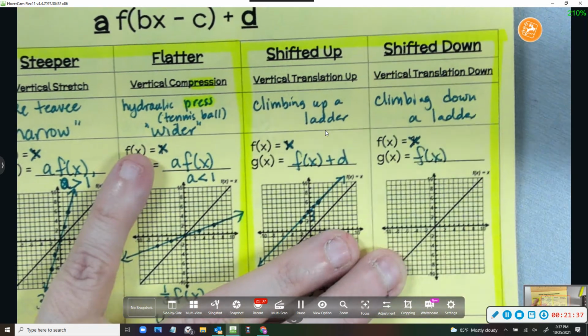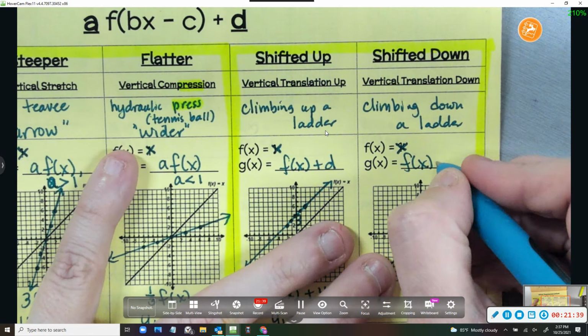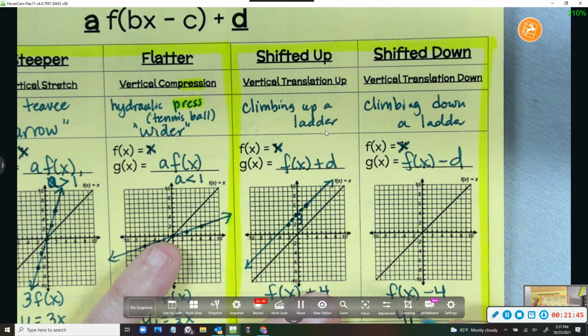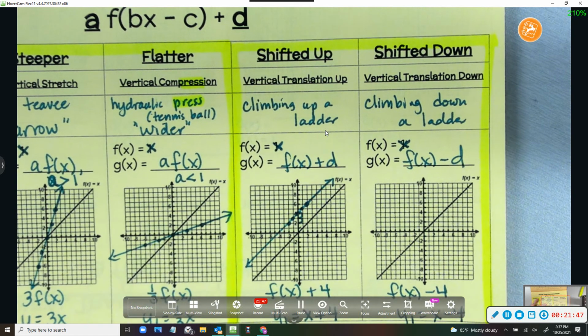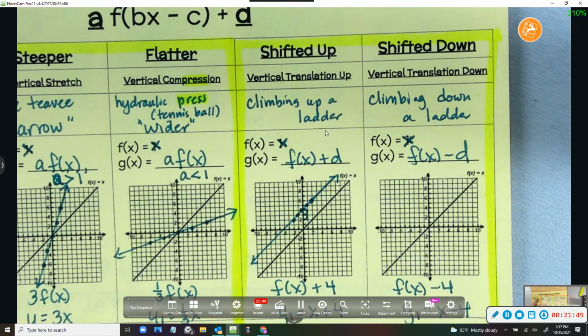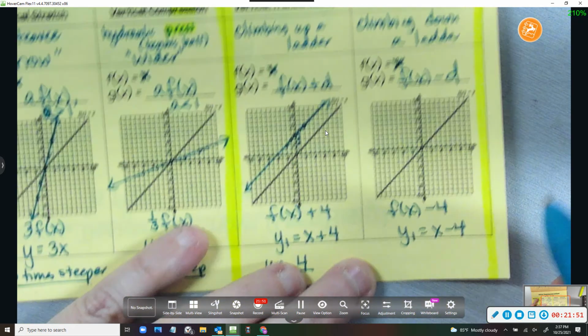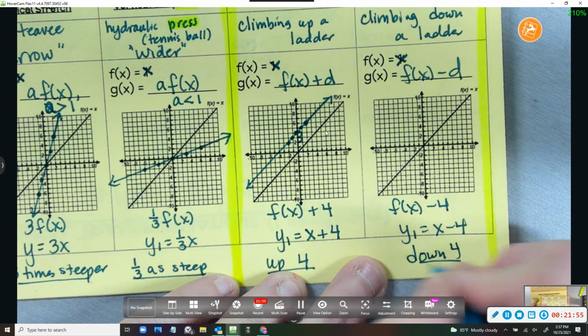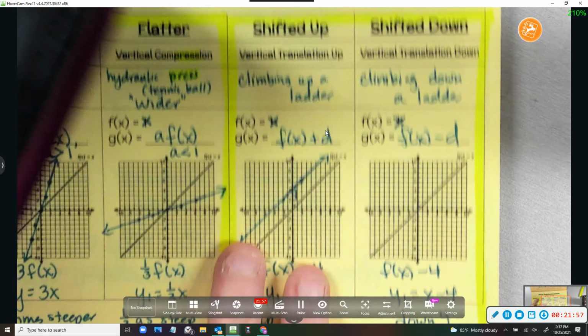f of x minus d. There you go. So it will be f of x minus 4, which we would put in as y1 equals x minus 4. What do you think is going to happen to it? What's it going to do? It's going to go down how many? Down 4. So let's see if our hypothesis is correct.